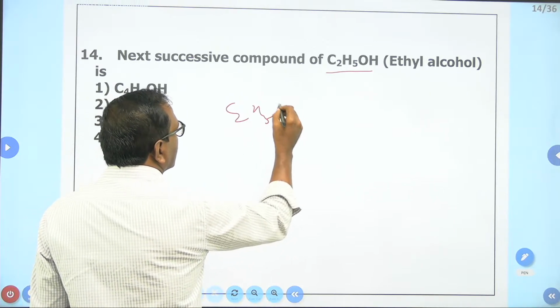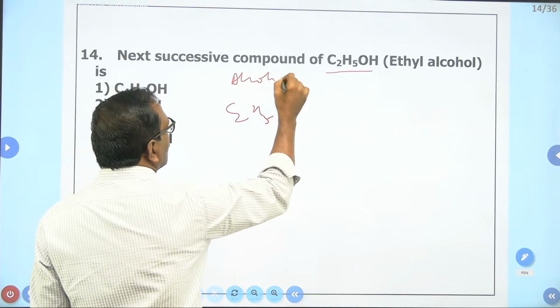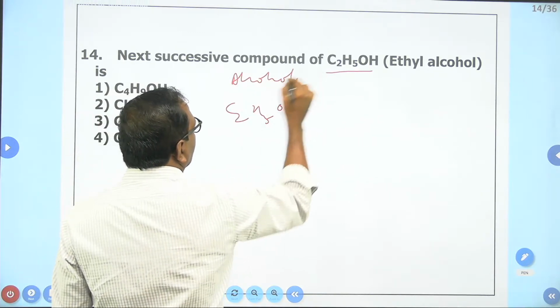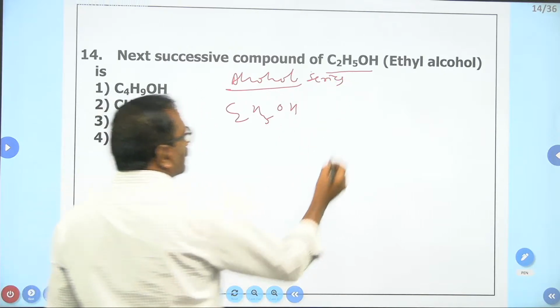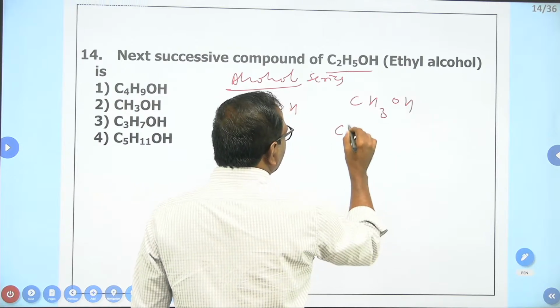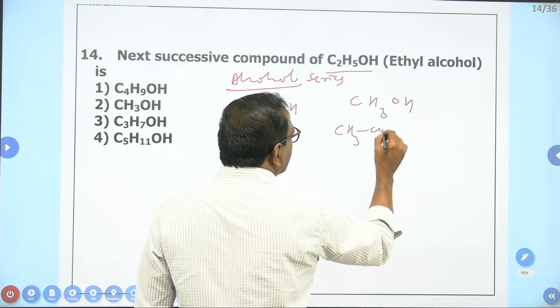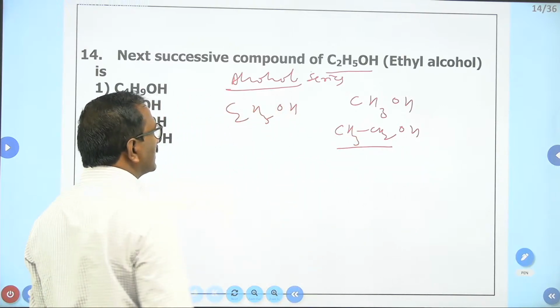C2H5OH. This is the second member of the alcohol family. This is one series, the alcohol series. The first member is methyl alcohol. What is the second member? Ethyl alcohol, CH3CH2OH. Otherwise, you can write this in the form of C2H5OH.